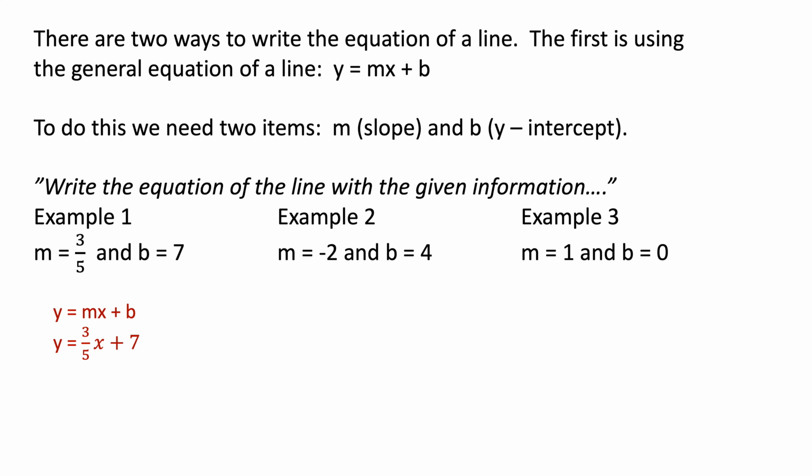Okay, so we know that it's y equals mx plus b. And we know that the slope is -2 and the y-intercept is 4. So y equals -2x plus 4. It really, truly is that easy. Once we find the slope and the y-intercept, got to find those. Example 3, slope is 1, y-intercept is 0. Go ahead.